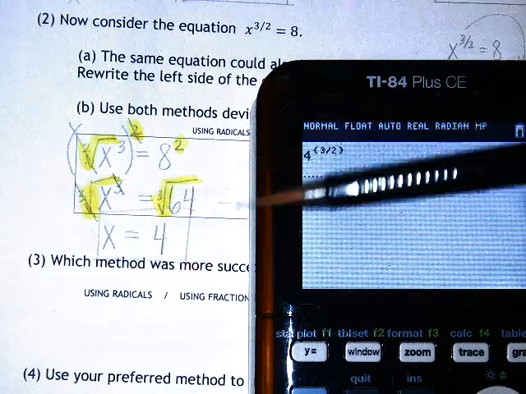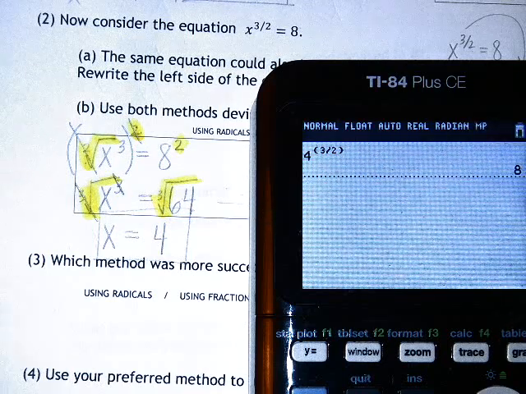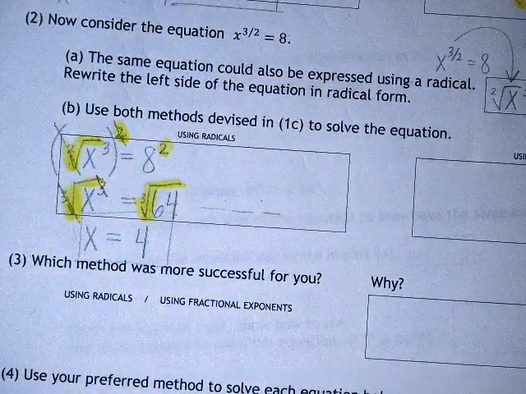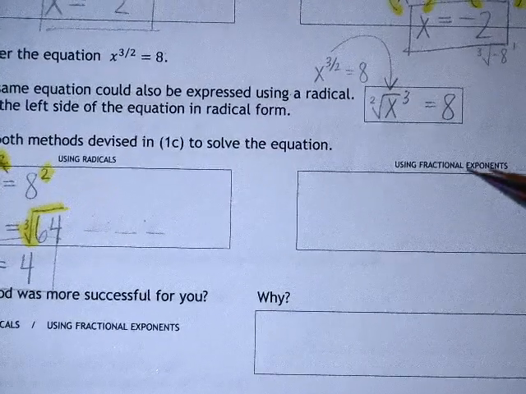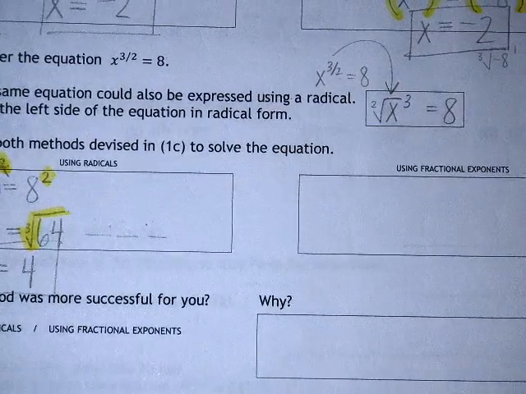If you feel as though this method wasn't as intuitive, or if you just want to give both methods an equal shot before you make your decision, then in the next video, I'll resolve the problem using the fraction exponents method, and you can decide for yourself which way is best.